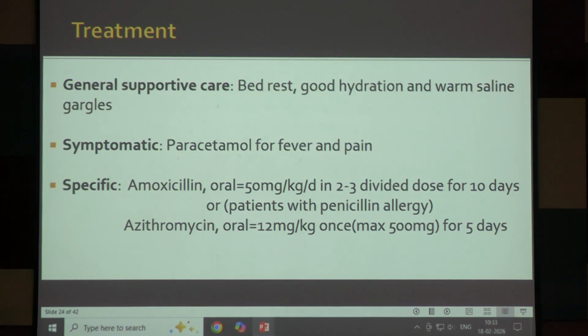And for patients with penicillin allergy, if someone is allergic to penicillin, then azithromycin will be given. Azithromycin dose is 12 milligram per kg once daily, OD dose, maximum 500 milligram, that is the ceiling dose, the adult dose, and it will be given for 5 days. So amoxicillin or penicillin; if allergic to penicillin, then azithromycin.